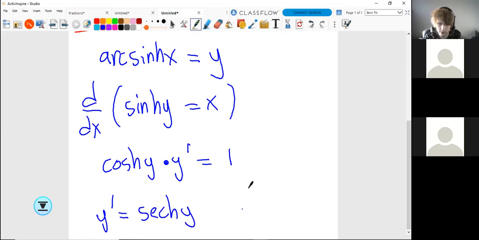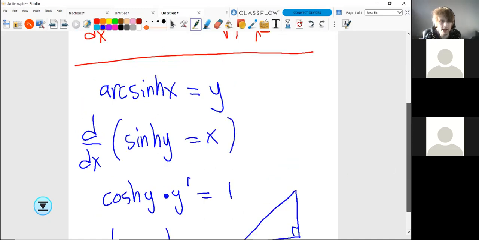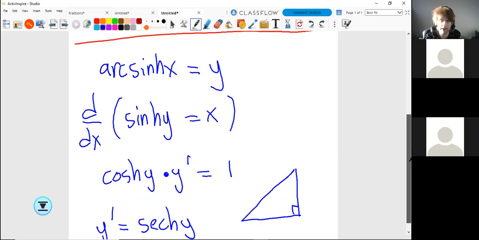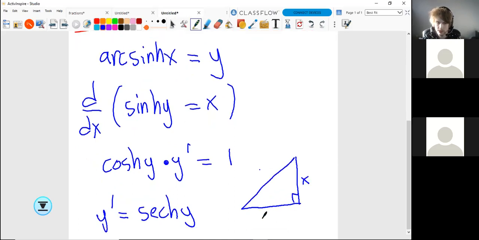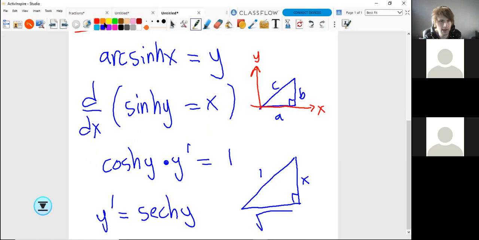So if we draw a triangle, we were saying that arcsinh of x, so that means that this is x and this is 1. According to the hyperbolic Pythagorean theorem, if this is A, this is B, this is C, where you specifically have that this is the x-axis and this is the y-axis, then the hyperbolic Pythagorean theorem states that a squared minus b squared equals c squared. So we get that this length down here is the square root of 1 plus x squared.